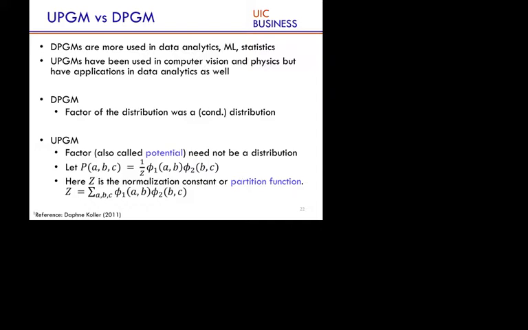And the Z is also pretty famous. It's called the partition function, and it's very, very hard to compute, and lots of PhDs and lots of work in physics and computer vision go into estimating this. Okay.